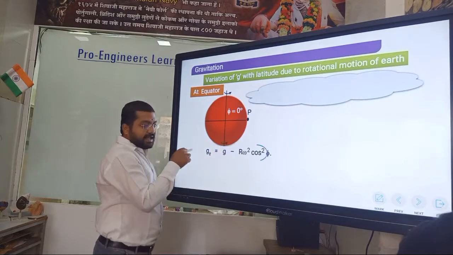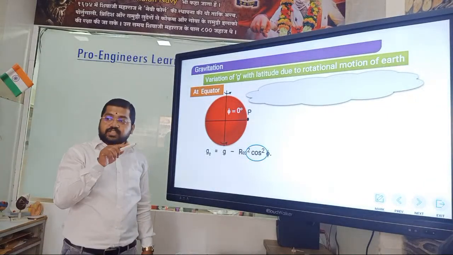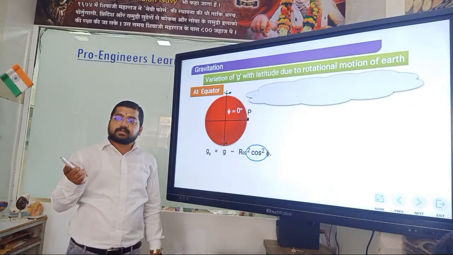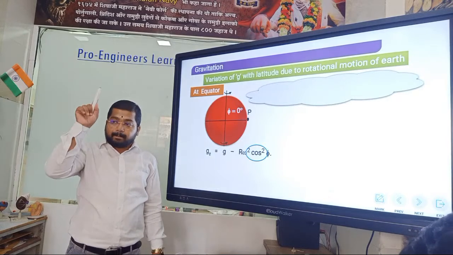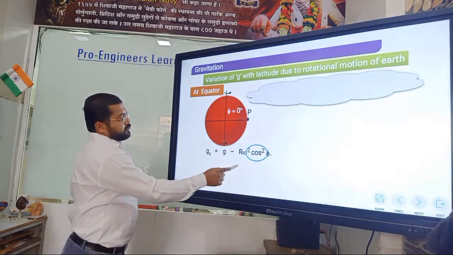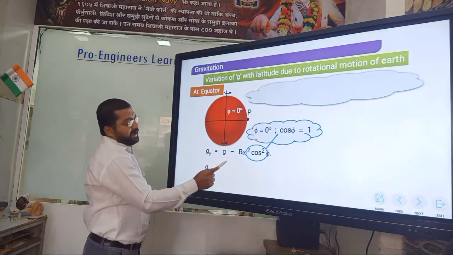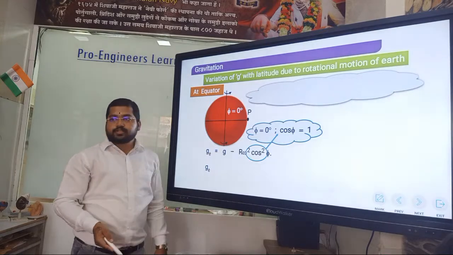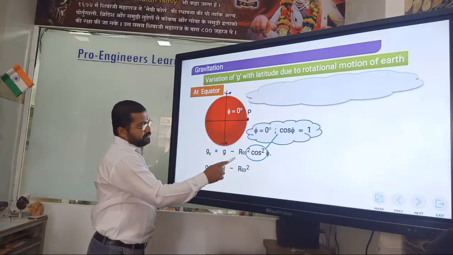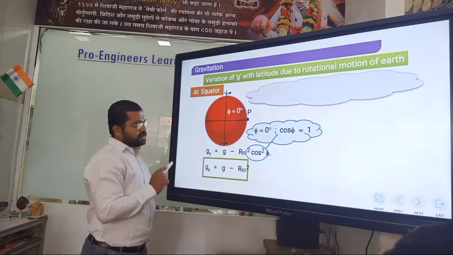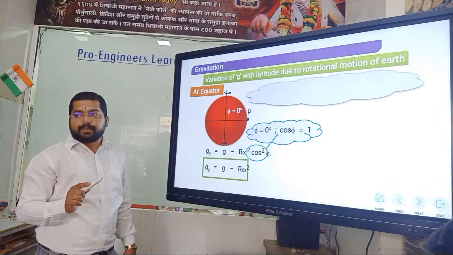So g E we have mentioned; E stands for equator. Prior to this, g P we can write, that is the acceleration due to gravity at poles. So g minus r omega square cos phi. Now here cos 0 is 1. So we have g E equals g minus r omega square.